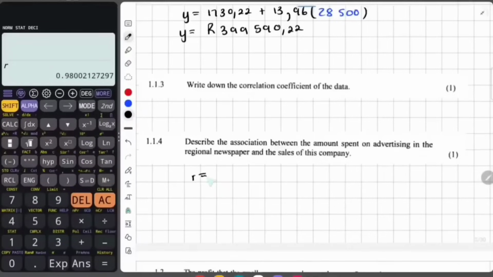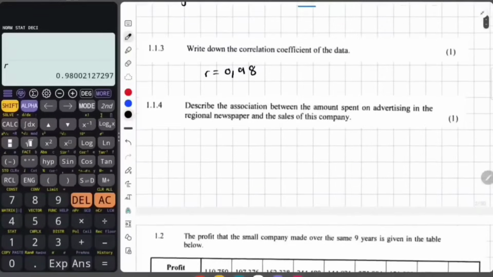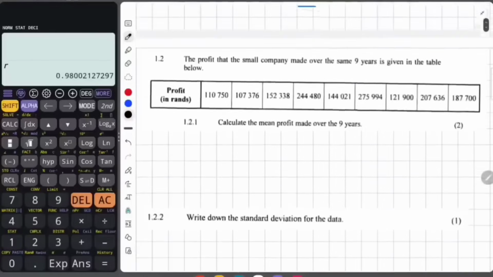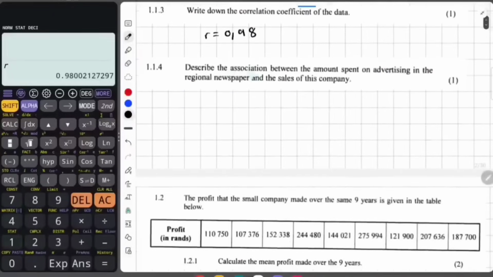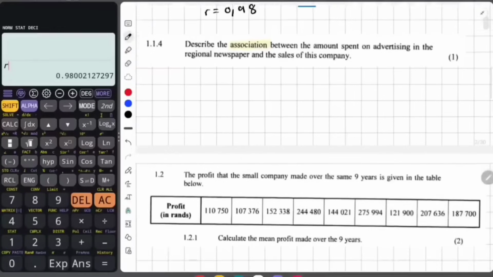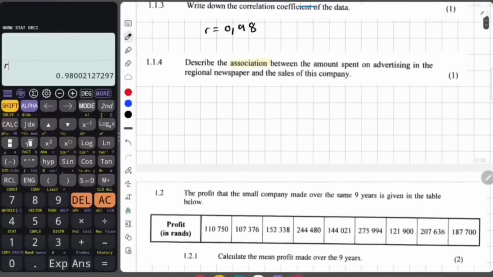So as we can see, R is equal to, if we round off to 2 decimals like we're supposed to, it is 0.98. Okay, so sorry, I put it in the wrong place. 0.98. Okay, and then moving on to 1.1.4, which is the last question regarding this bivariate data. So we have described the association between the amount spent on advertising in the regional newspaper and sales of the company. So they want us to describe the association. When we speak about that, this is what you're going to have to remember. You're going to have to remember how the correlation coefficient works and the association that is attached to it.